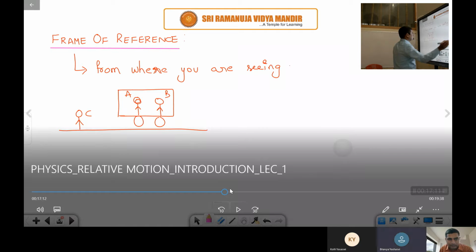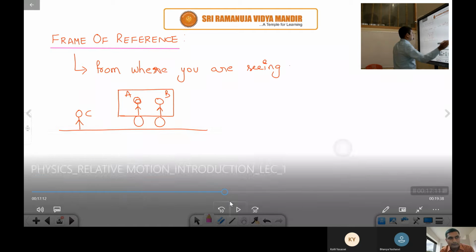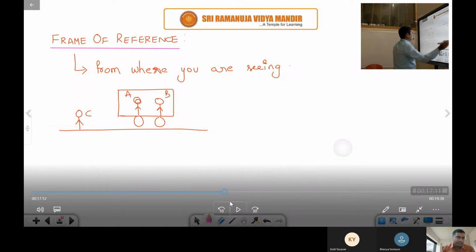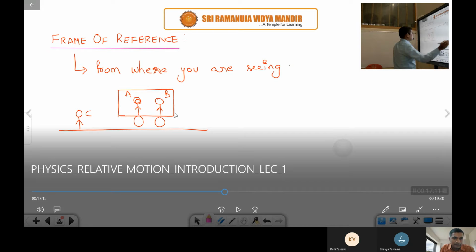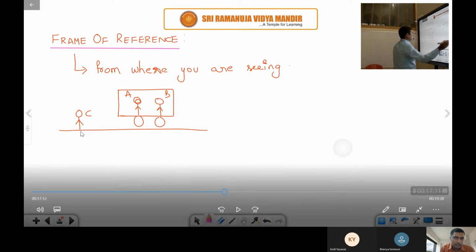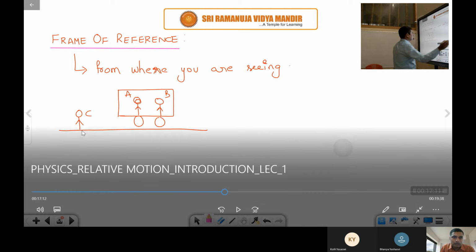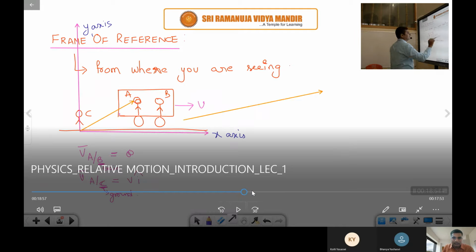Next one is frame of reference. What is meant by frame of reference? It means from where you are seeing. Like in this example, are you seeing from the train frame or from the ground frame? Here C is standing on the ground, so C is called the ground frame. Here B is standing on the train, so this is called the train frame. That is what it means, from where you are seeing.